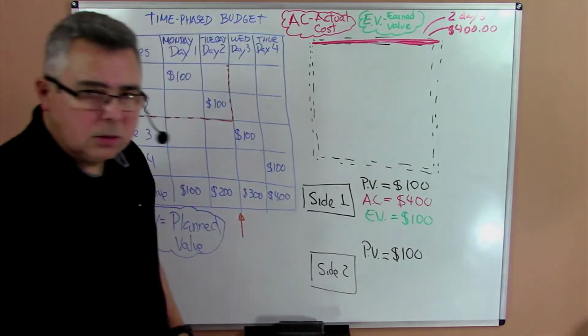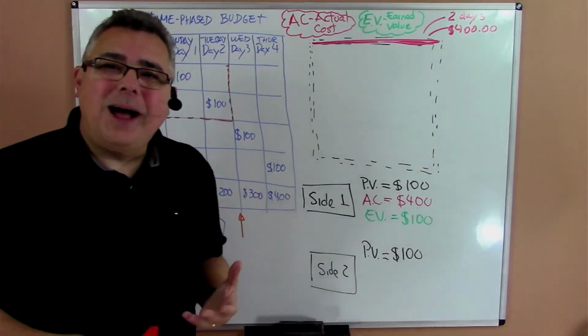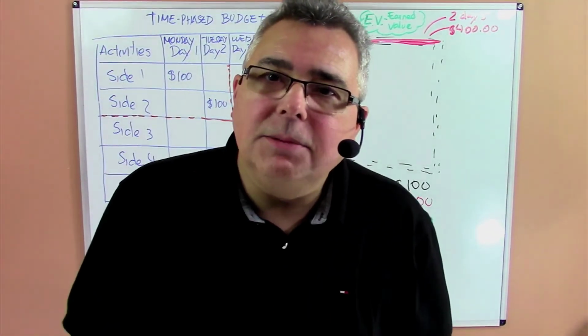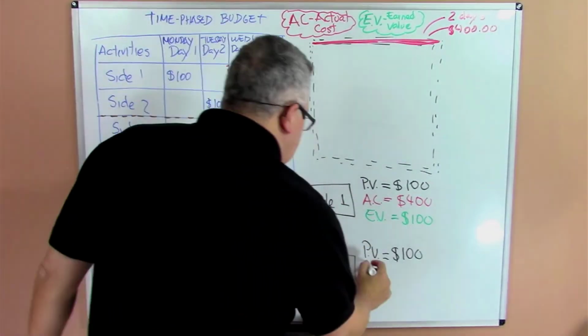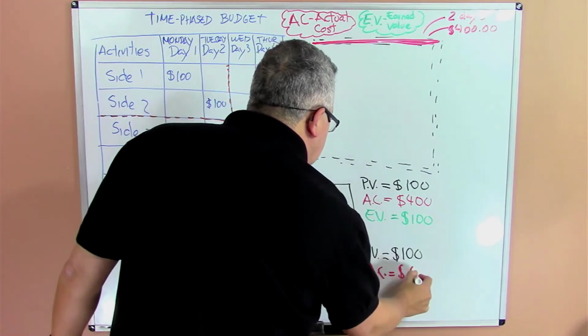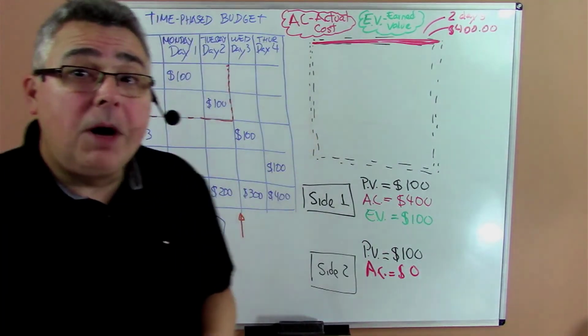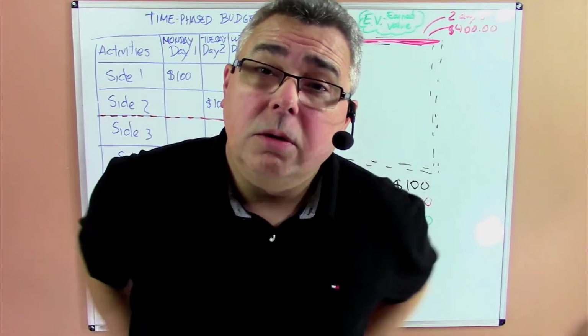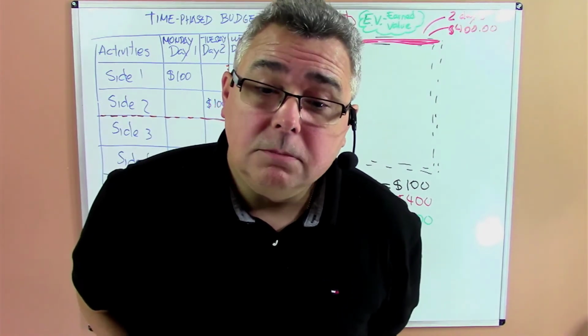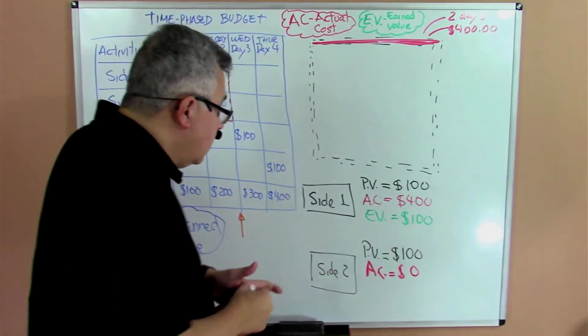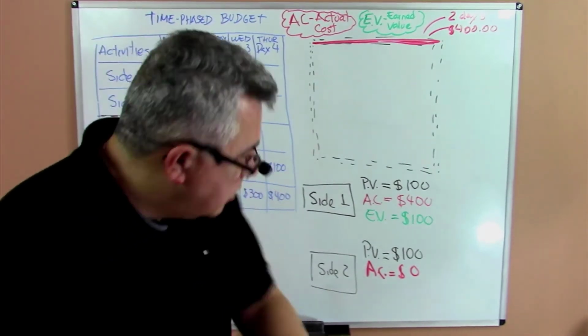Yes, $100. What is the actual cost? How much was spent on the second side? 0. Exactly, 0. So you have 0. How much work was earned for the project of the second side? 0, no work. So the earned value is 0, no work was done.